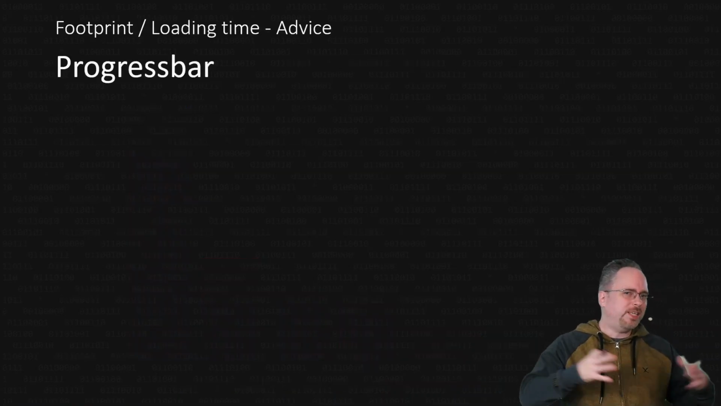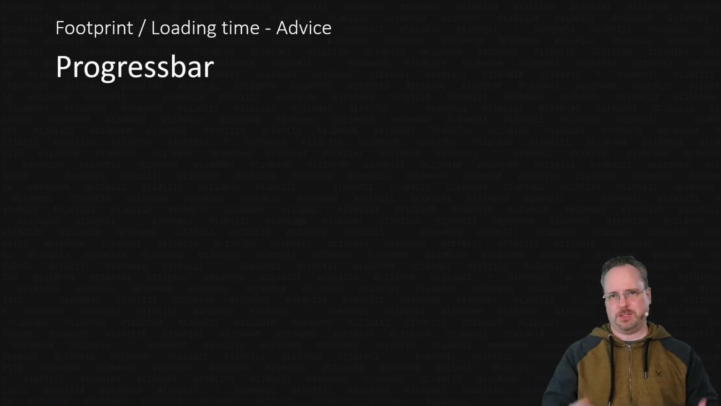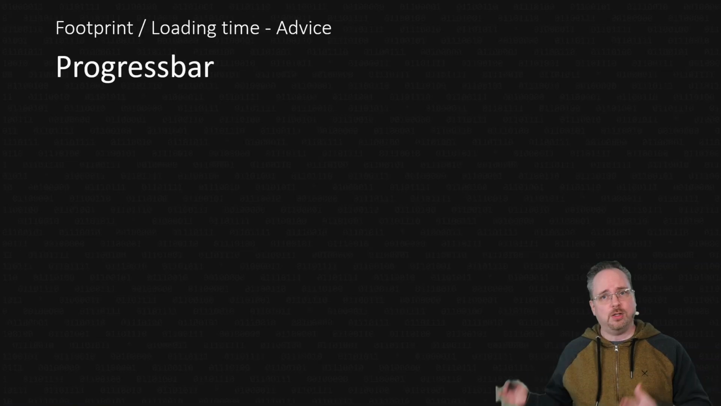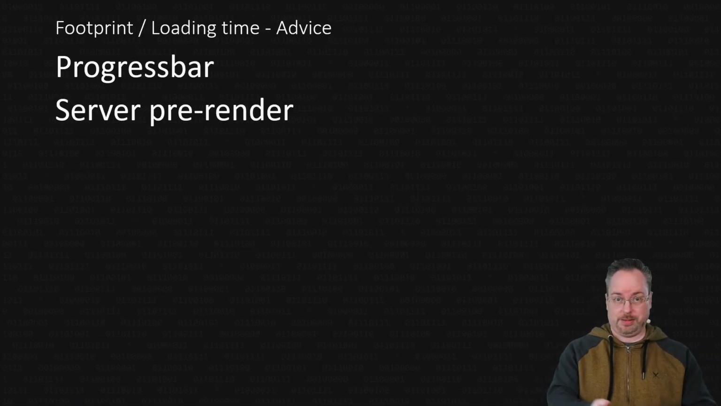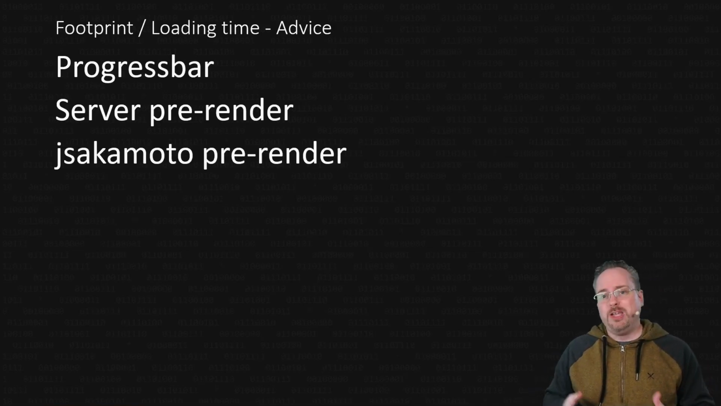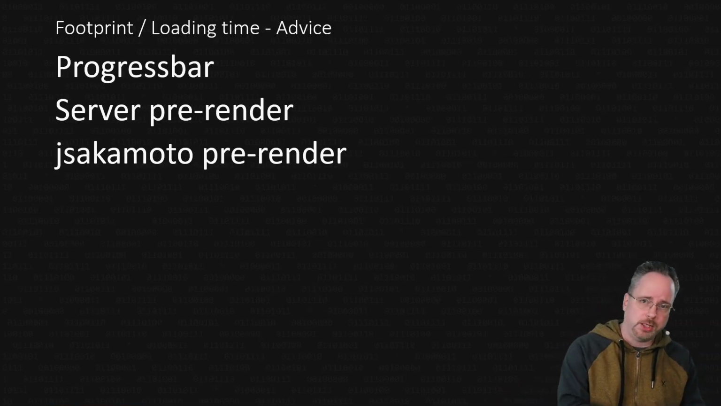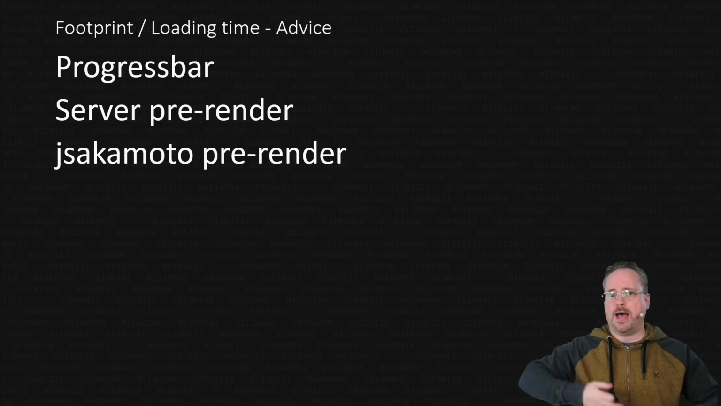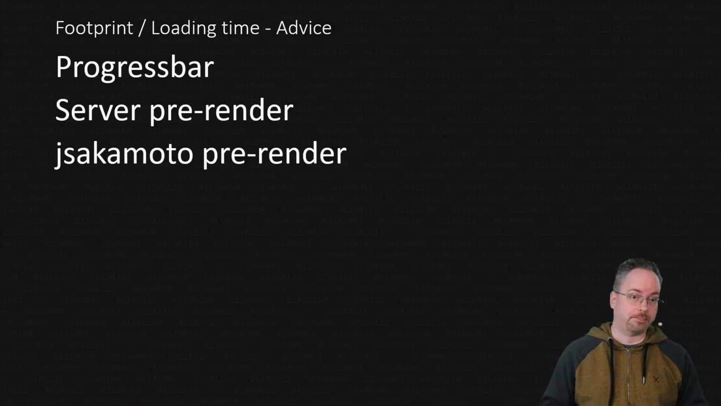So what can we do? Well, we can use a progress bar. We can have that perceived sense of speed. And that is included in the template. We can use server pre-rendered, like the one we just saw. We can use Junichi Sakamoto's, a fellow MVP's, pre-render. So it's going to pre-render that content when you're publishing. So you're going to get SEO and faster load and all of that. I actually have a video on YouTube to take a look at.